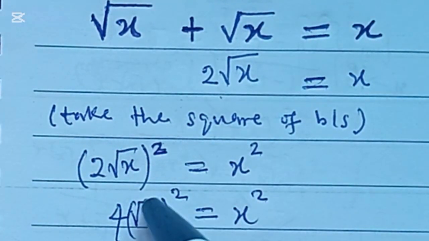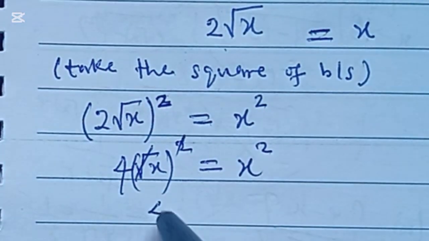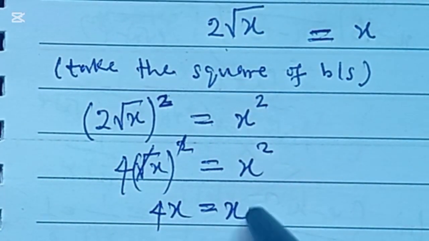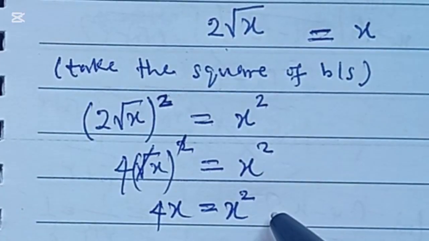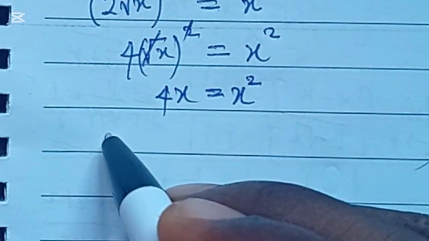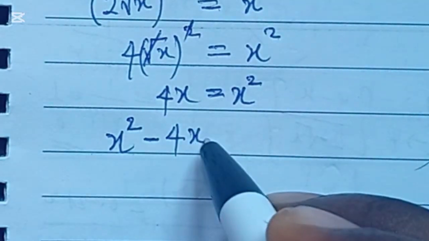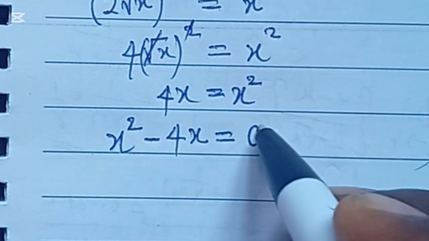In the bracket here, we have the square root cancels out the square, and then we are left with 4x is equal to x squared. So this gives us a quadratic equation that we can evaluate by moving 4x to join x squared, and the equation can be rewritten as x squared minus 4x is equal to 0.